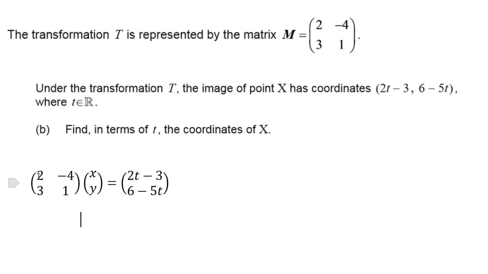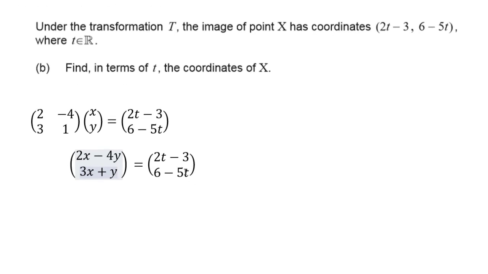Let's do that. I'm going to multiply this matrix. So here it is. Let's do this matrix multiplication across the first, down the second, 2x minus 4y. And then you go back to the next row and you go across the first, down the second, 3x plus y. And now this does look like a difficult question. You say, well, what's going on? I've got 3 variables, but the question says leave your answer in terms of t. So in fact, it is just straightforward simultaneous equations.